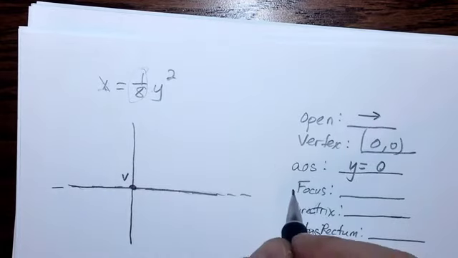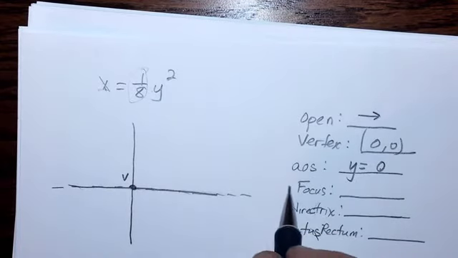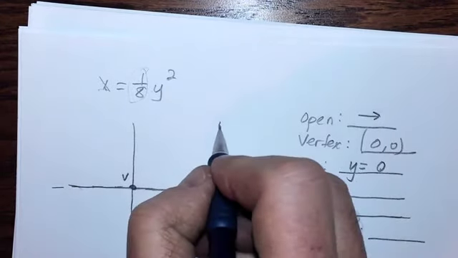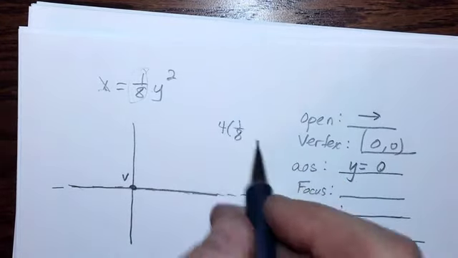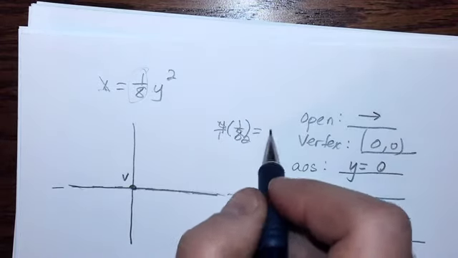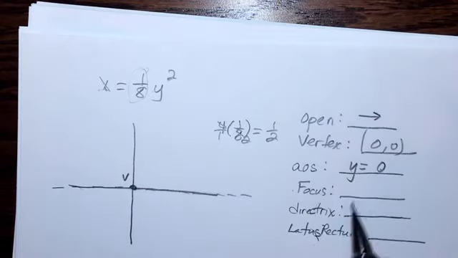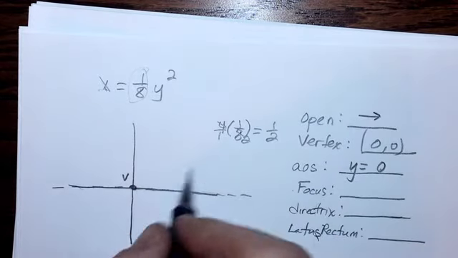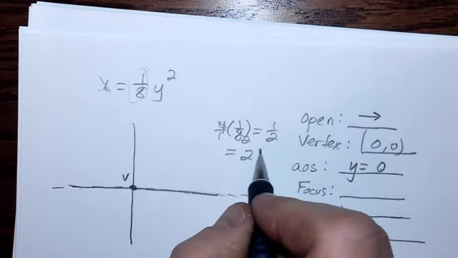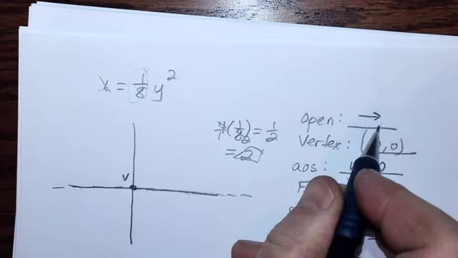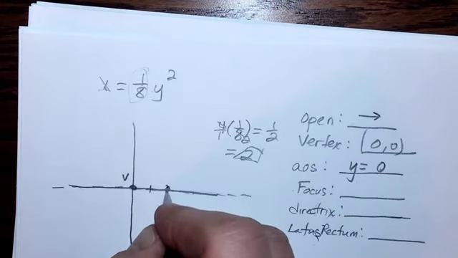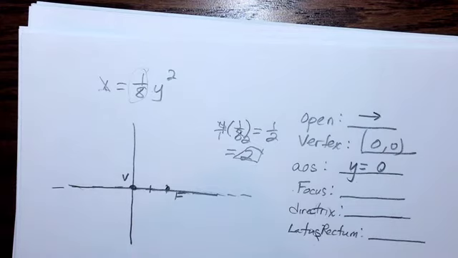Okay? For the focus point, remember we do 1 over 4a. So I take 4 times a. 4 times 1/8. If I do that, I get 1/2, right? And then I flip that over. So I'm going to go 2 units. So that 1 over that is 2. That's how far I'm going to go in this direction from the vertex. So 1, 2. There's my focus point.